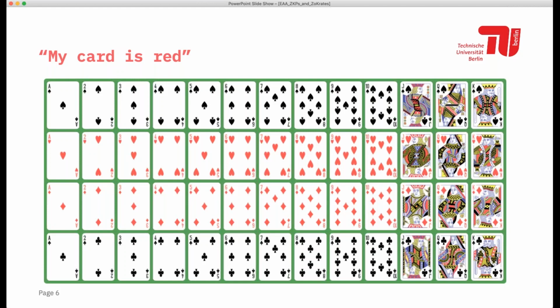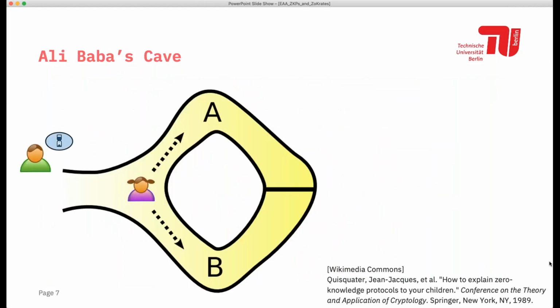So again, we have a zero knowledge proof in the sense that we have a statement, which would be "my card is red", and we later call that person the verifier. The person who checks it learns nothing but the fact that the statement is true, but he doesn't learn which exact card it was.